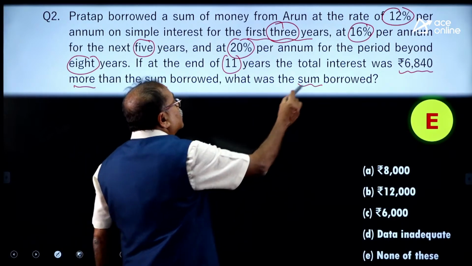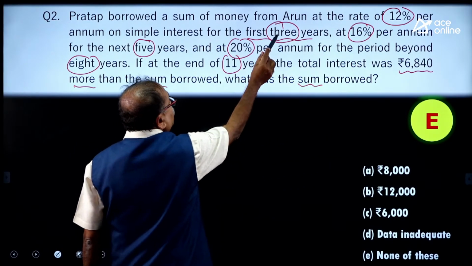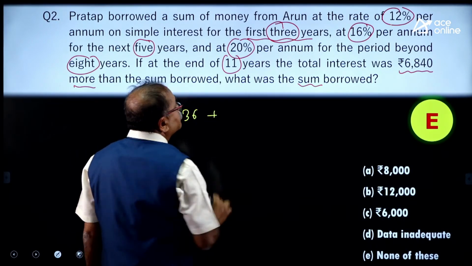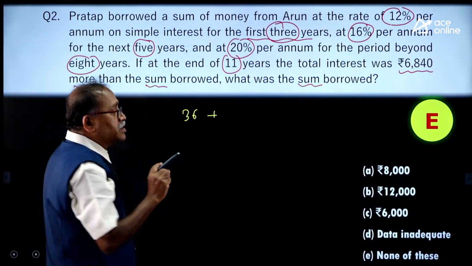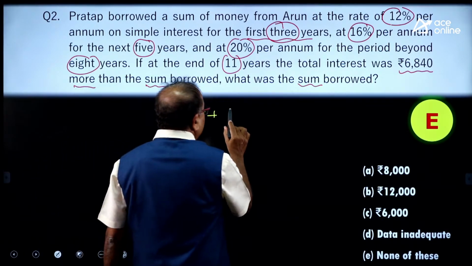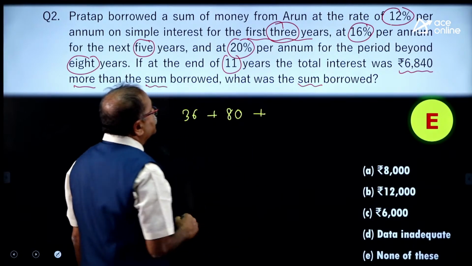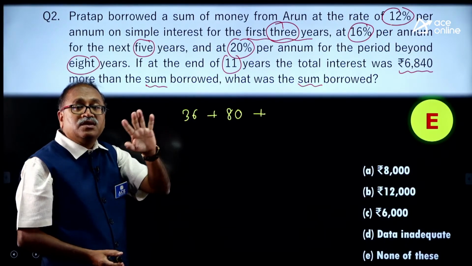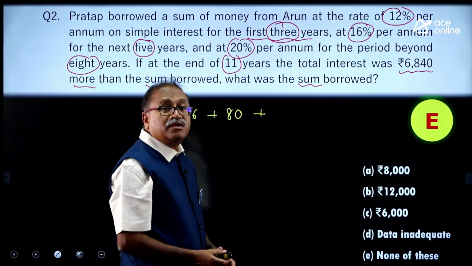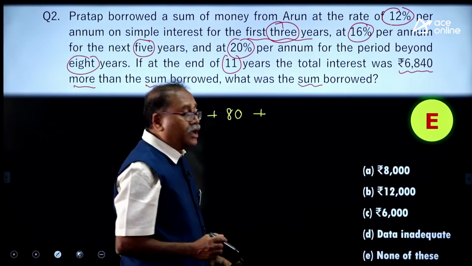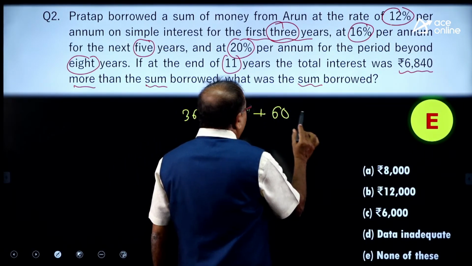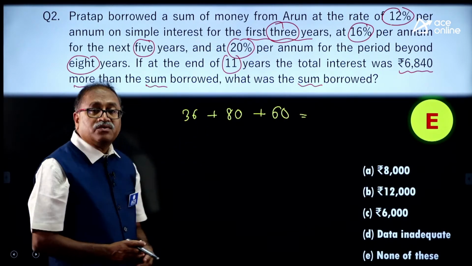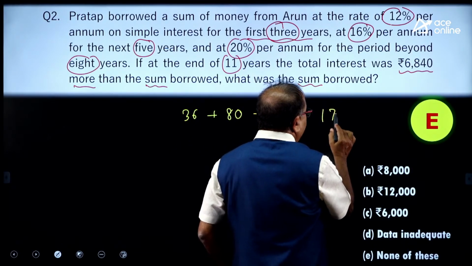I see that 12% per annum for 3 years. So, 12 into 3, that is 36% interest over here, plus 16% per annum for the next 5 years. So, 16 into 5, that is 80%, plus beyond up to 11 years, that means beyond 8 years, how many years? 3 years, and rate 20%. So, 20 into 3 and that comes to 60. So, the total interest in terms of percentage is 176%.